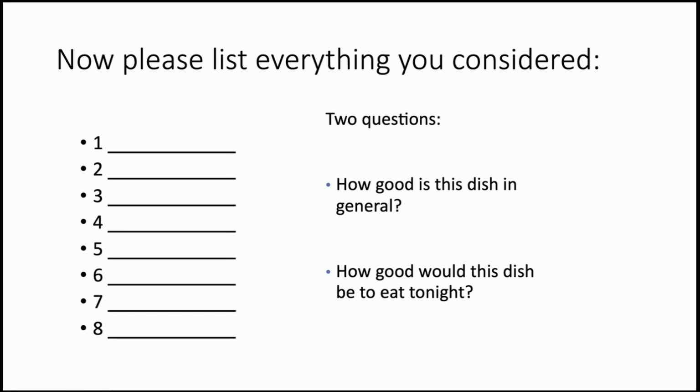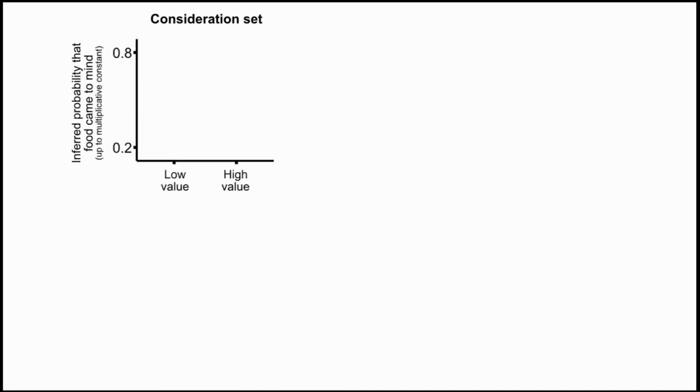And now what we want to do is think about the role of these two different kinds of value in determining both which options come to mind and in determining which options they choose, given that something came to mind. And so I'm just going to give you a sense for what we find.